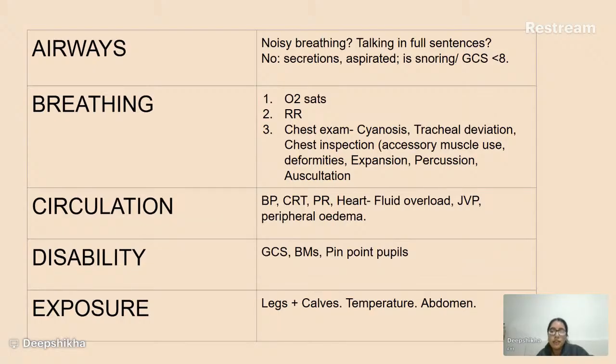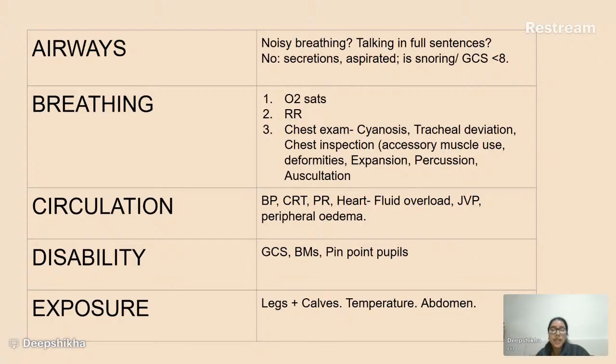This is not the full A2E, but I've included main points on what to include in doing the A2E assessment for your breathless patient. Essentially, airways: you want to make sure, are the airways actually patent? Are they having noisy breathing, and are they talking in full sentences? Big red flags if they're not able to complete their full sentences or not able to speak at all.